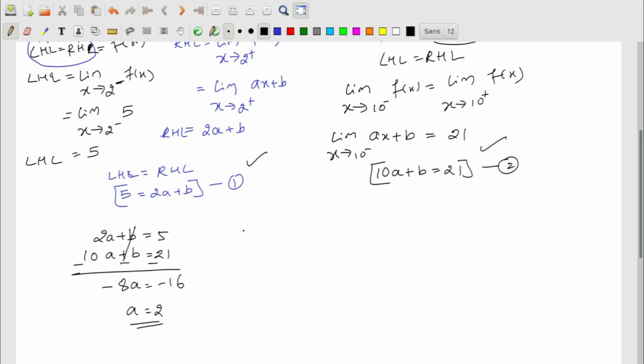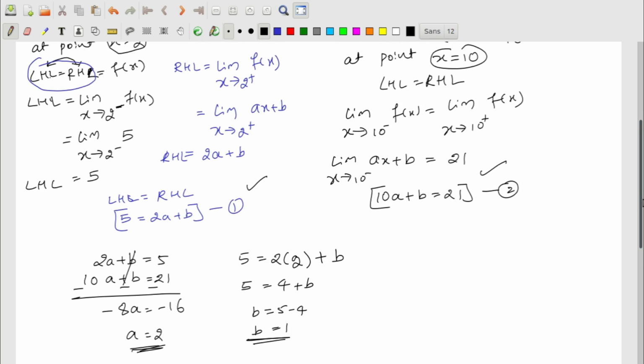Now you make the substitution. 5 is equal to 2 into 2 plus b. So 5 is equal to 4 plus b, and then b is equal to 5 minus 4, that is 1, right? So that's how we got a is equal to 2 and then b is equal to 1 by using the concept of continuity.